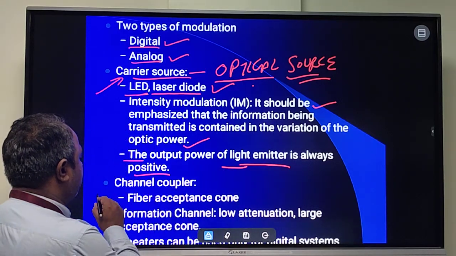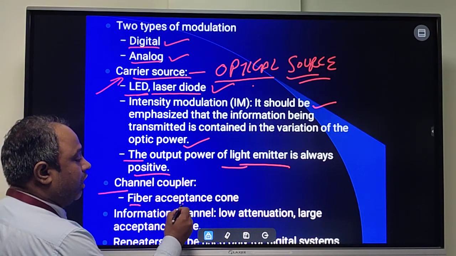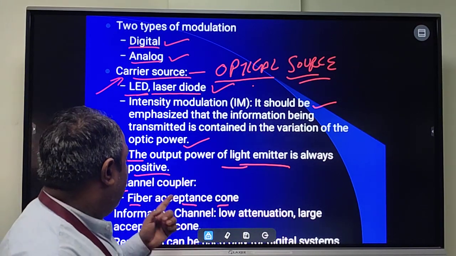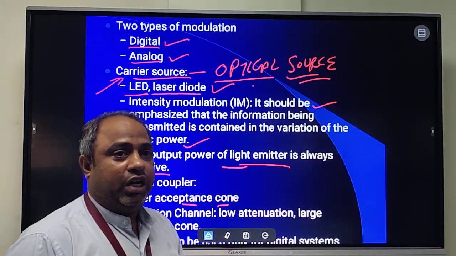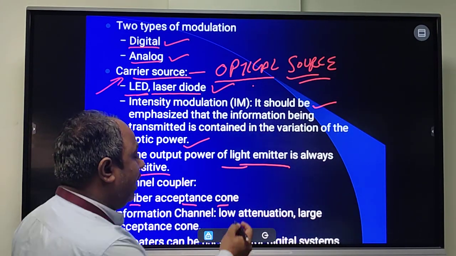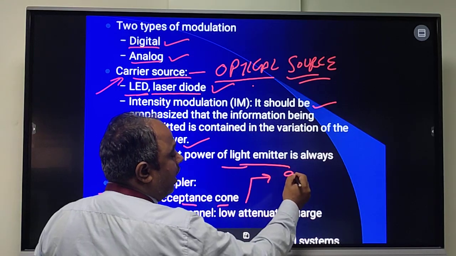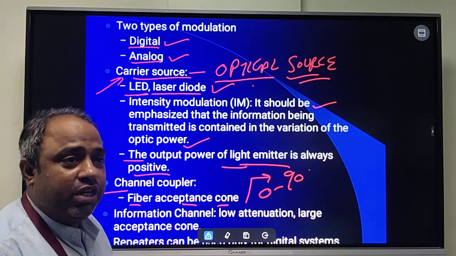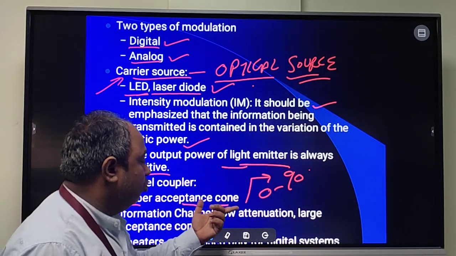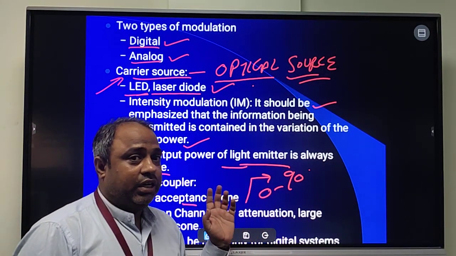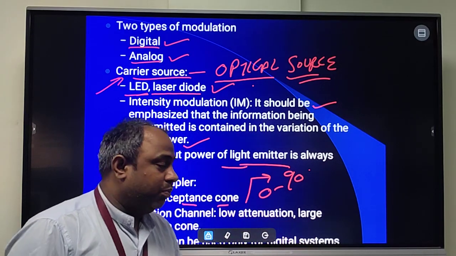Now we are talking about the channel coupler. The fiber acceptance cone is important, because if the acceptance angle is not perfectly utilized, it means your signal is lost, and that uses an angle of 90 degrees. 0 to 90 degrees means the signal is within the acceptance region. If the signal is within 0 to 90 degrees, then it passes through perfectly.